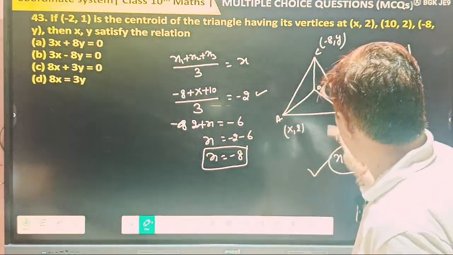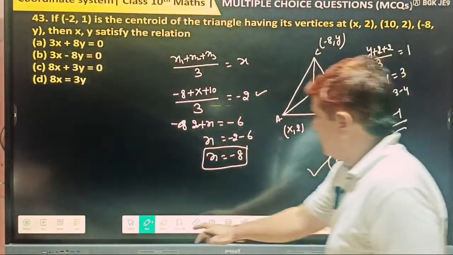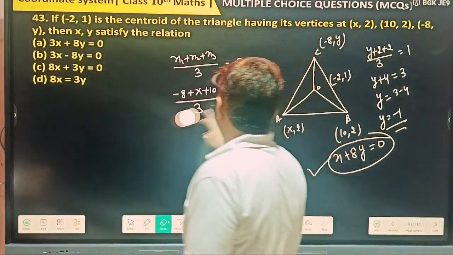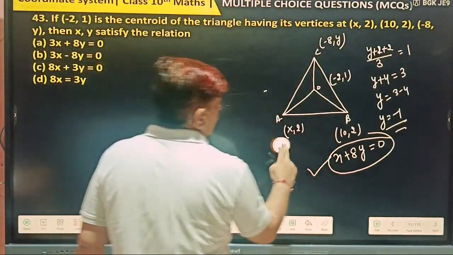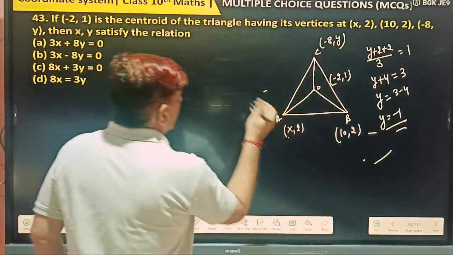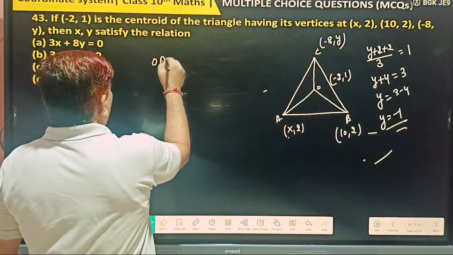Understood? Another formula you can apply. Which formula? This is the formula, I can tell. This I told you. Then you can apply the distance formula also. What result comes from that? It may be possible. So distance from this to this, OA. What's OA equal to?